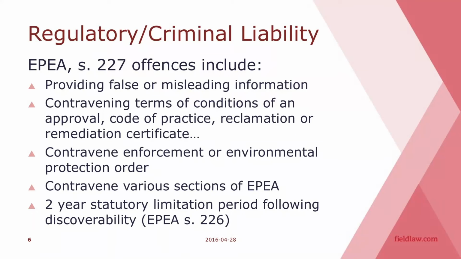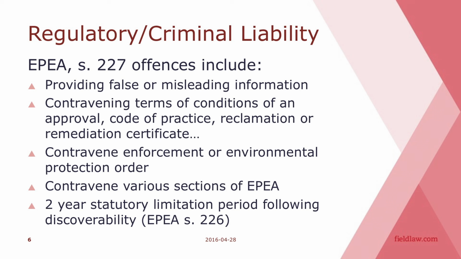Okay, so here's an example of a section of the Environmental Protection and Enhancement Act, I'm going to butcher that, that creates an offense. So one of the things it says is that providing false or misleading information in any aspect of your professional life could be an offense, right? So if you were to submit a reclamation certificate application that turns out has false or misleading information in it, that could be a breach of the EPEA. Contravening the terms of a condition or an approval or a code of practice or a reclamation or remediation certificate, right? It's probably not too hard to think about how it's not that hard to go offside all the conditions that are on those things. But if you do, you could be committing an offense giving rise to liability.